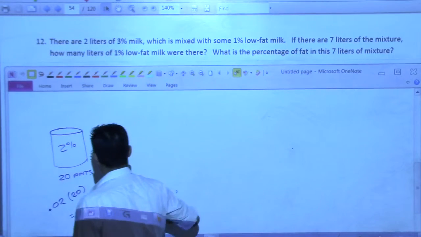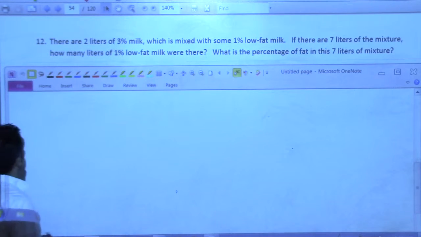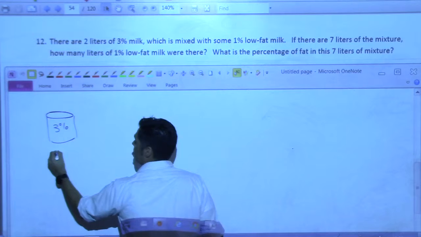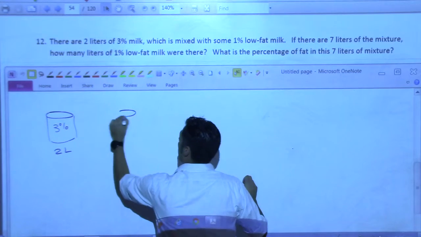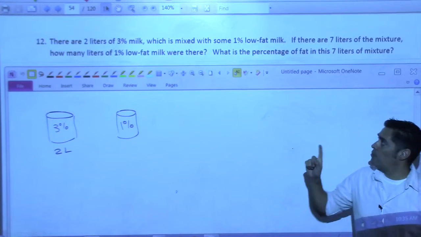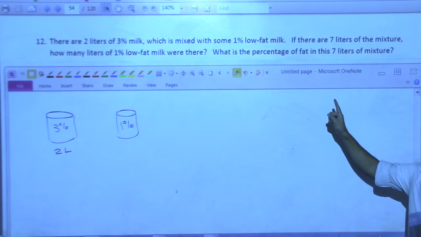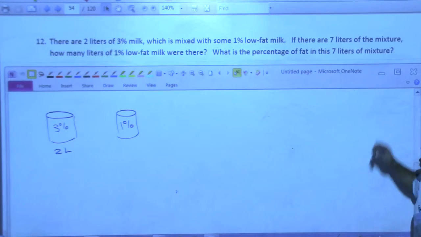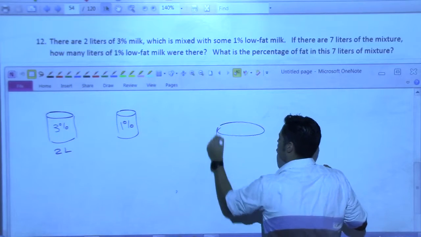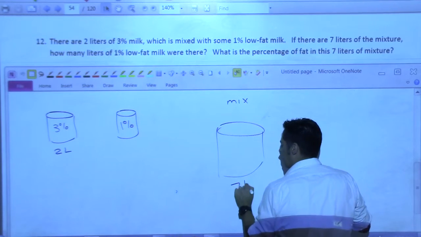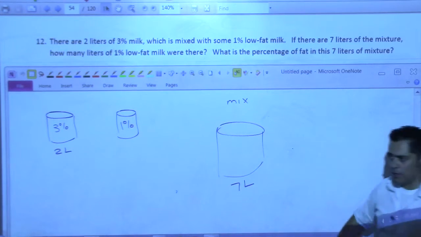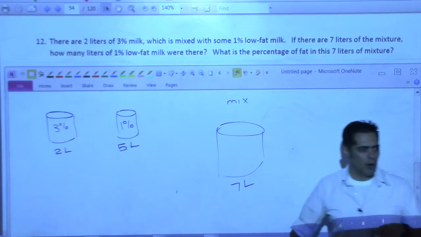This problem's different. How is this problem different? I have a 3% mixture, right? How much of it do I have? 2 liters. I'm going to mix that with what? A 1% milk, right? How much of that? I don't know, actually. Not right off the bat. They don't tell me how much. But they do tell me that there are 7 liters of the mixture. So when I mix them together, I have 7. You see that? So in my mix, once I mix those, they tell me that this is 7 liters. Understand? So automatically, now you know that had to be what? 5 liters. See, it's a little tricky in the wording.